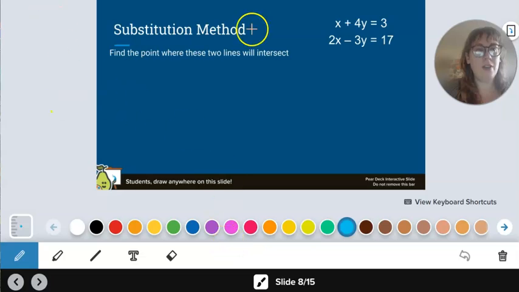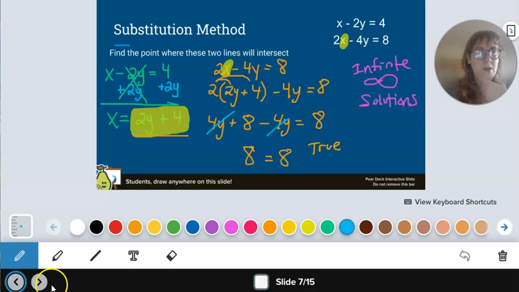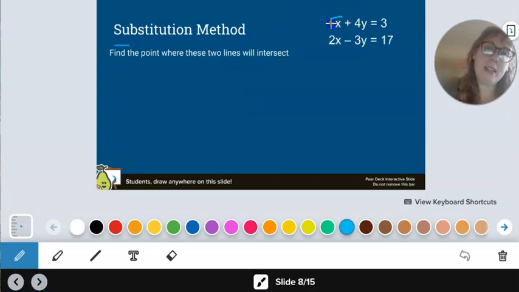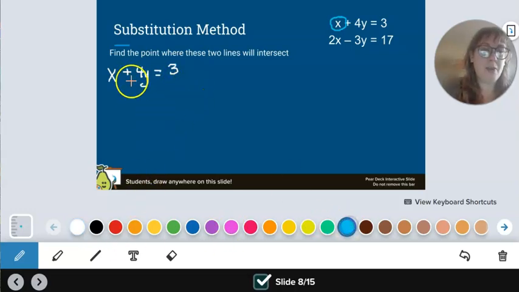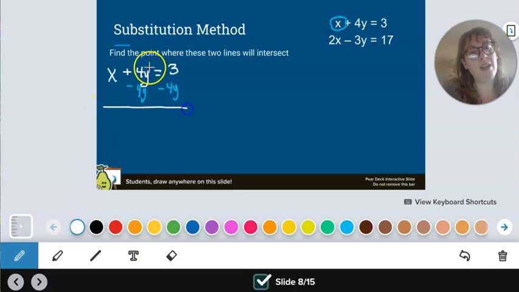Again, our first equation here, x plus 4y equals 3. So this x is going to be pretty easy to solve for because it's all alone. There's no number in front of it. So that's what I'm going to choose to do for our first step, which is isolate one of the variables in either equation.